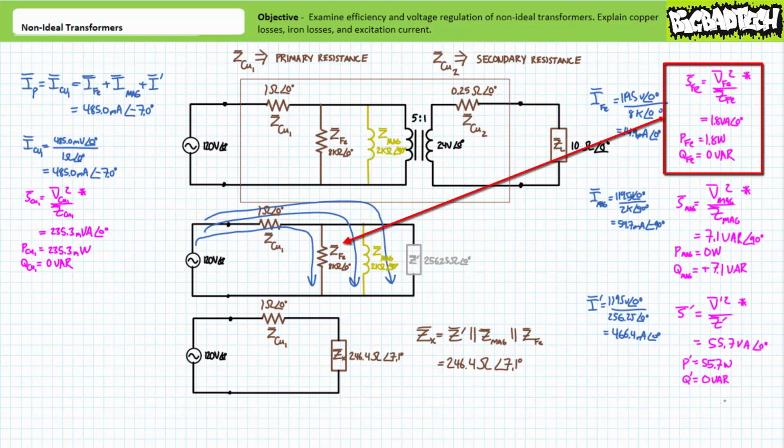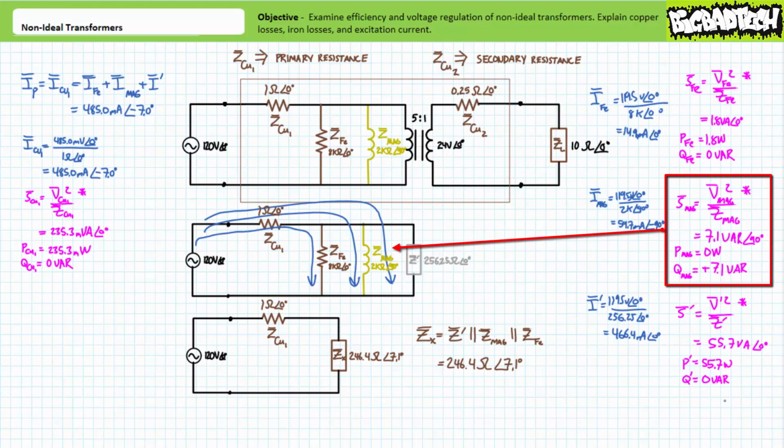The power equation additionally demonstrates that the resistance accounting for iron losses associated with eddy currents will consume 1.8 volt amperes of apparent power, all of which is being directed towards 1.8 watts of real power and none of it towards a reactive interchange. Again, this isn't a terrible loss to the system and may only result in a small temperature rise.